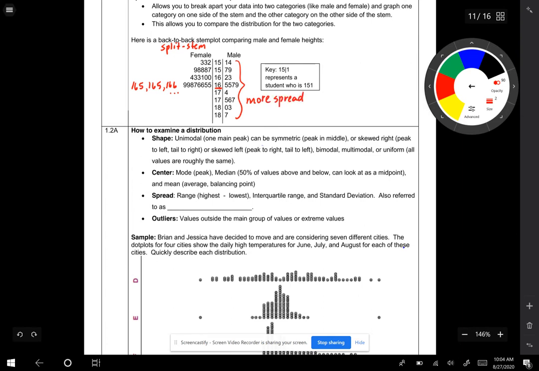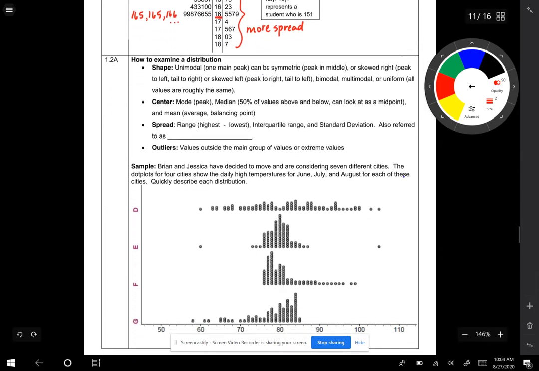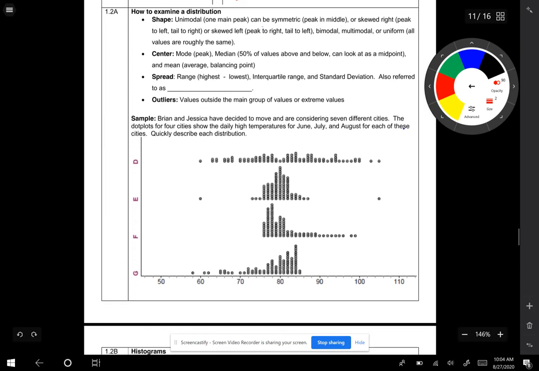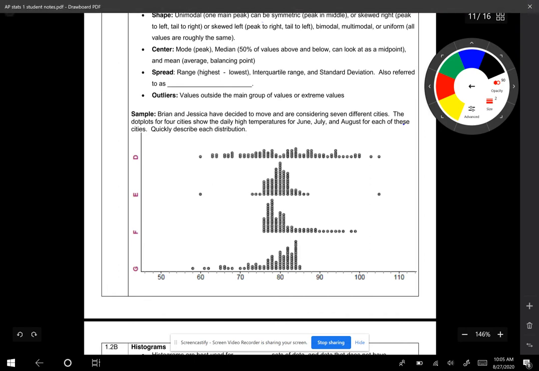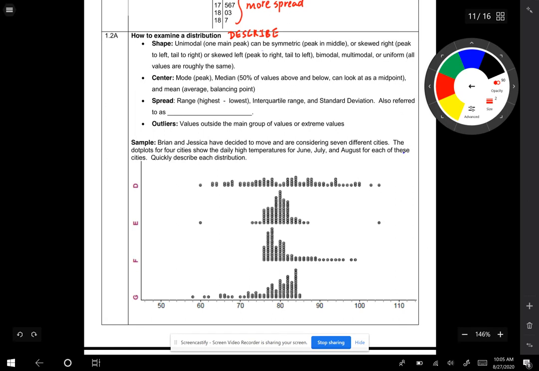We'll talk about how to describe the distribution next. So how do we examine a distribution? We are basically asked to describe it. And when you're describing any distribution, you want to use the acronym SOCS, plus I always throw in context. So on an exam, it'll just tell you in context, tell what it means, so according to the problem.